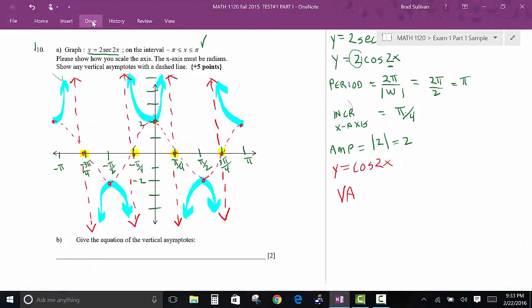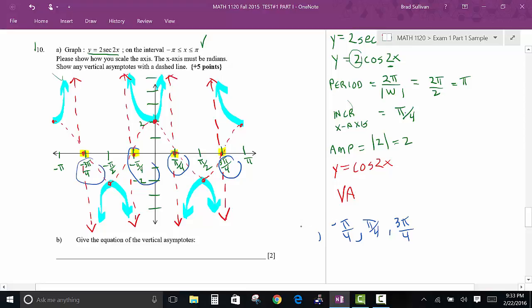Okay, so the equation of the vertical asymptotes. Well, what's usually helpful on this is to just write them down. Okay, we have a vertical asymptote at pi over 4. We have another one at 3 pi over 4. We have another one at negative pi over 4. And we have another one at negative 3 pi over 4. So the question is, what is the pattern? Well, you could predict this pattern. The next ones are going to go 5 pi over 4, 7 pi over 4, 9 pi over 4, and so forth.